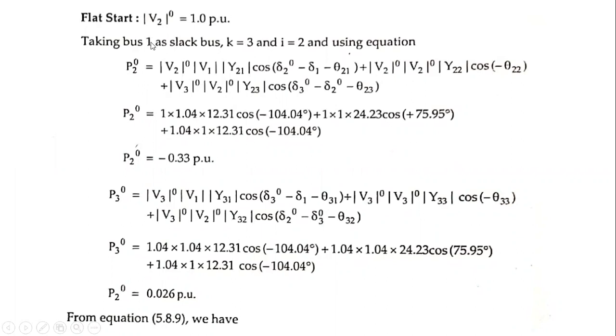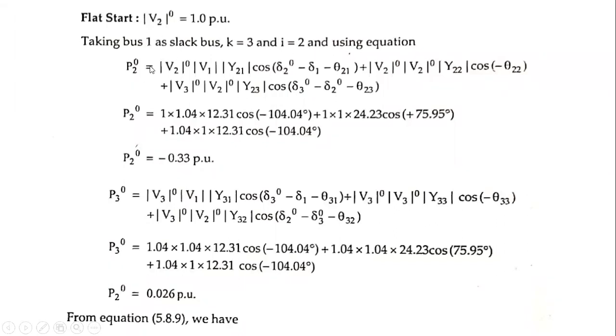Next, taking bus 1 as the slack bus. Then K is equal to 3, where K means the number of buses, and I is equal to 2. Using the equation, one is the slack bus and the remaining is 2. Therefore, K equals 3 and I equals 2.